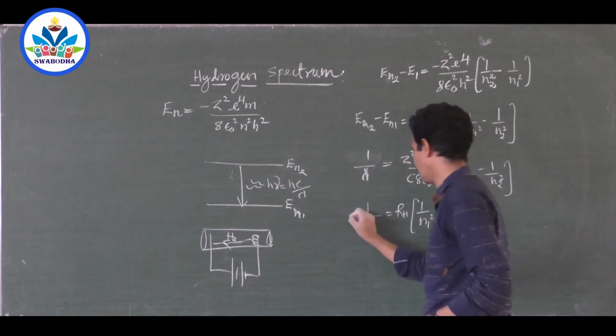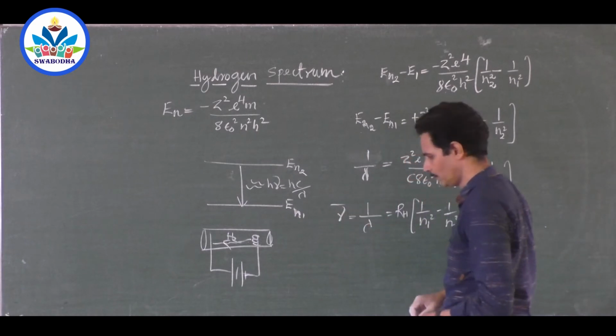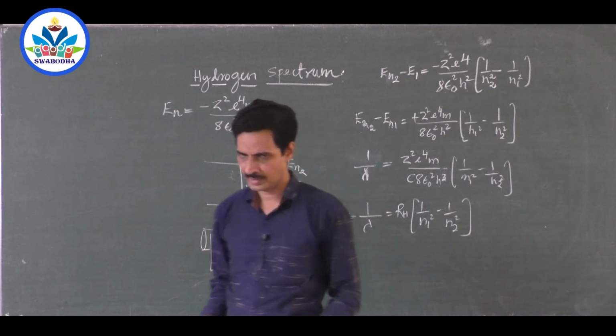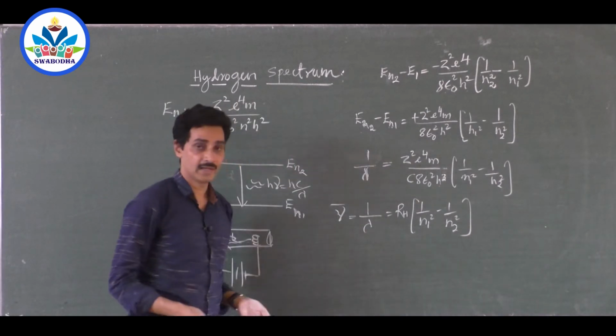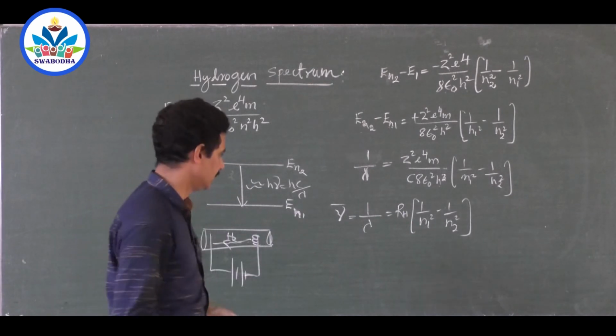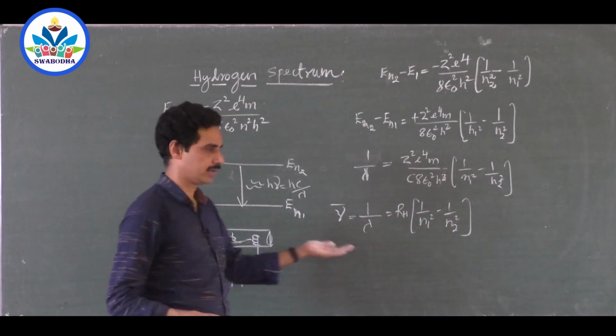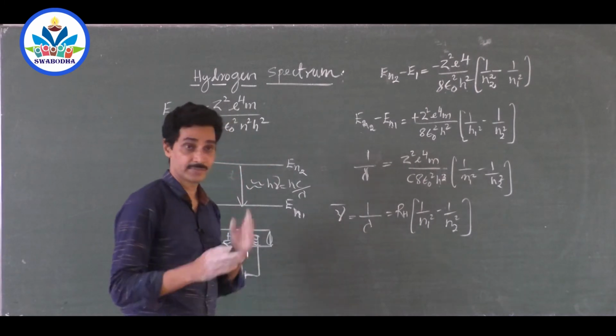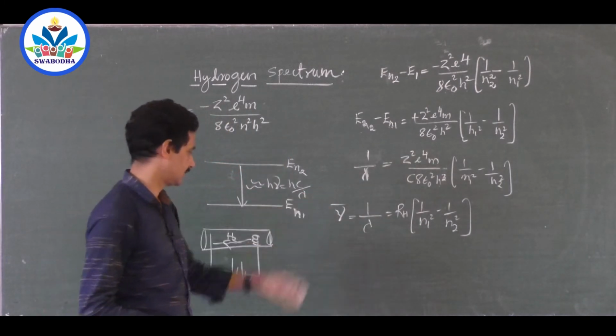This is called wave number and it is represented by nu bar. This nu has nothing to do with the frequency. The nu bar is the number of waves in a unit distance, right? That is wave number. So wave number is given by this equation. Already you have seen this in chemistry. It is a very, very important equation as far as problems and derivations are concerned.